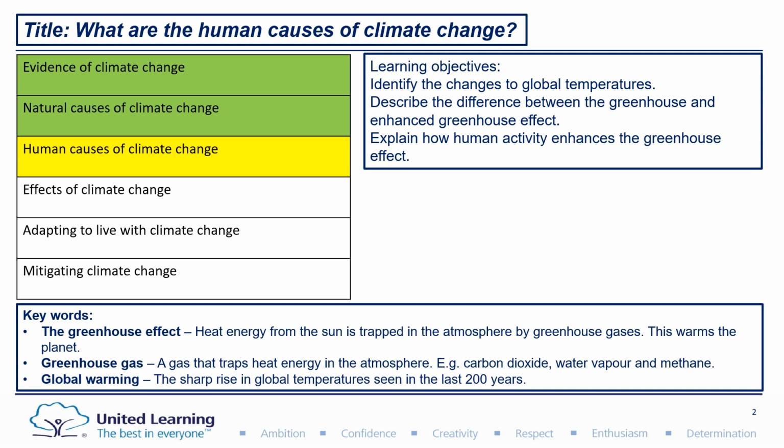I've got some keywords for you to get down. I've got the greenhouse effect, which is heat energy from the sun is trapped in the atmosphere by greenhouse gases. Got greenhouse gas, which is a gas that traps heat, e.g. carbon dioxide, water vapour or methane, and then global warming, that is the sharp rise in global temperatures seen in the last 200 years. So all you need to do is just pause the video here and just jot down the 3 keywords if you're not sure about them.